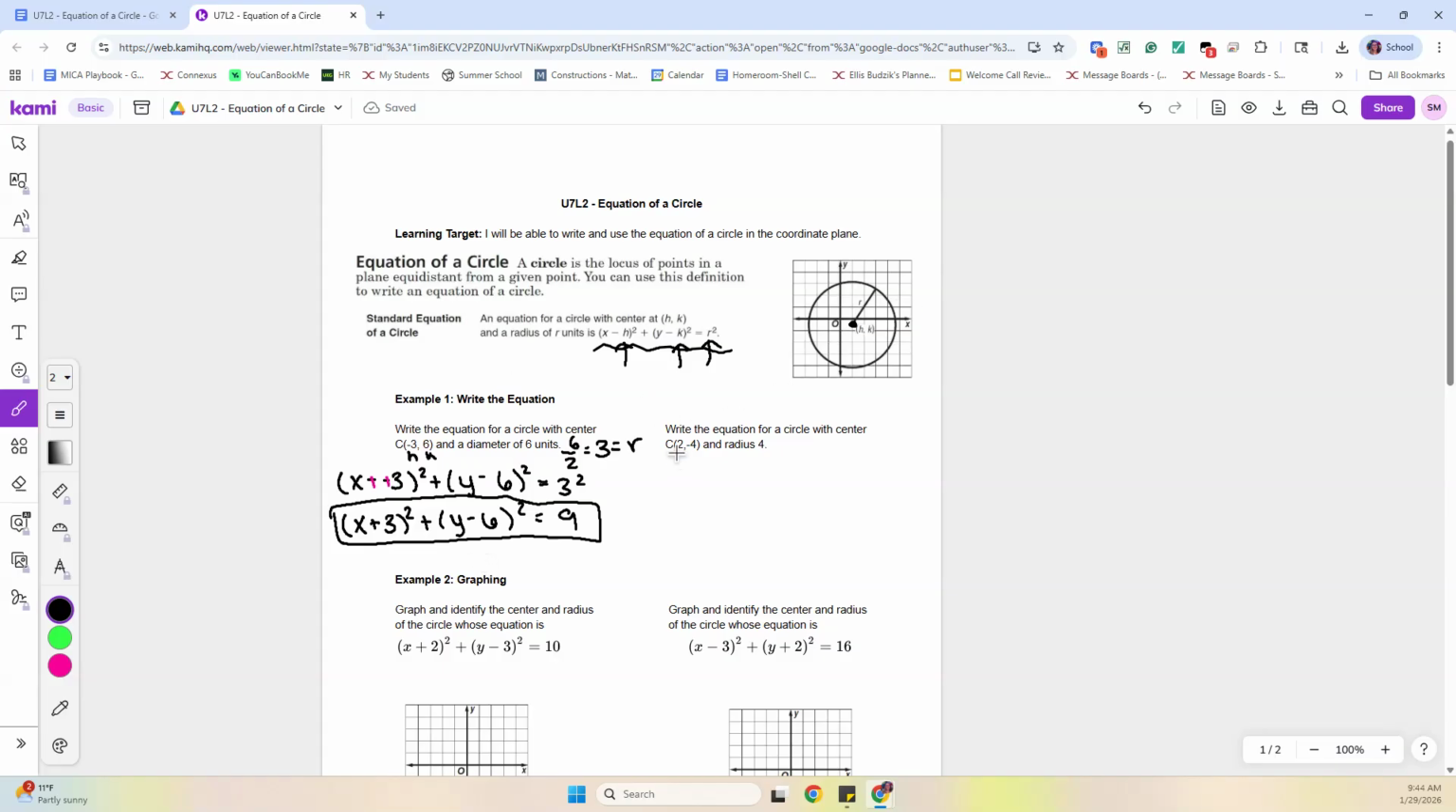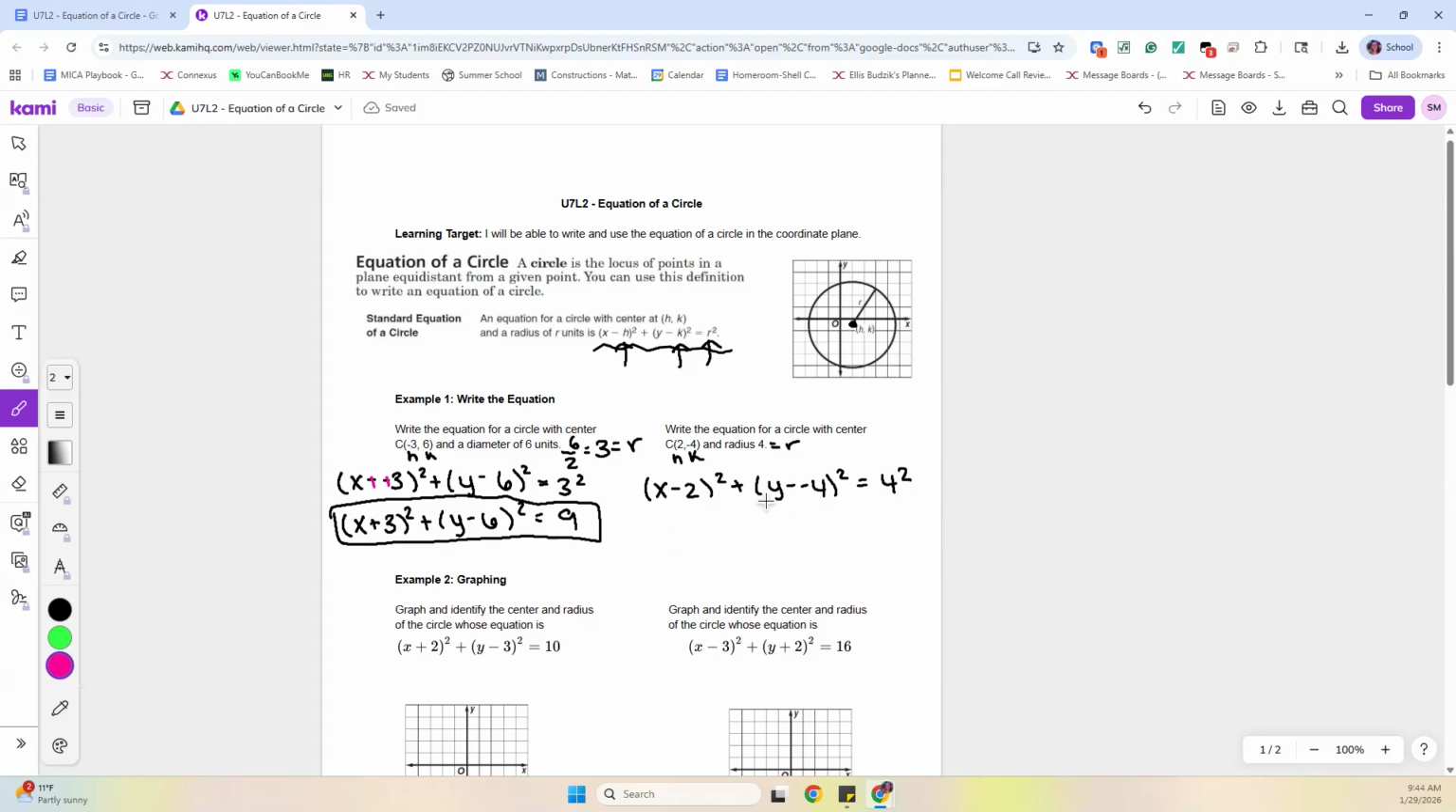Same thing with our next one. Our first value is our h, the second value is our k, and then they do give us our radius, which is 4, which is perfect. So when I plug things in, it's going to be x minus our h value, squared, plus y minus our k value, which is -4, squared. So just be careful of your negatives. That equals our radius squared.